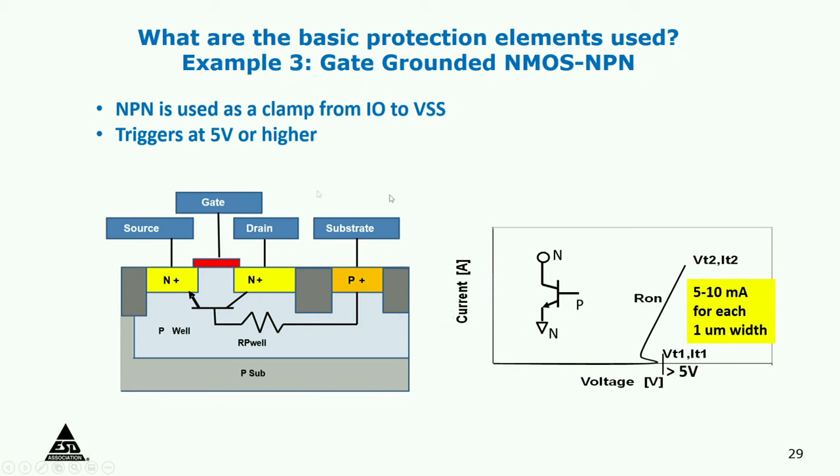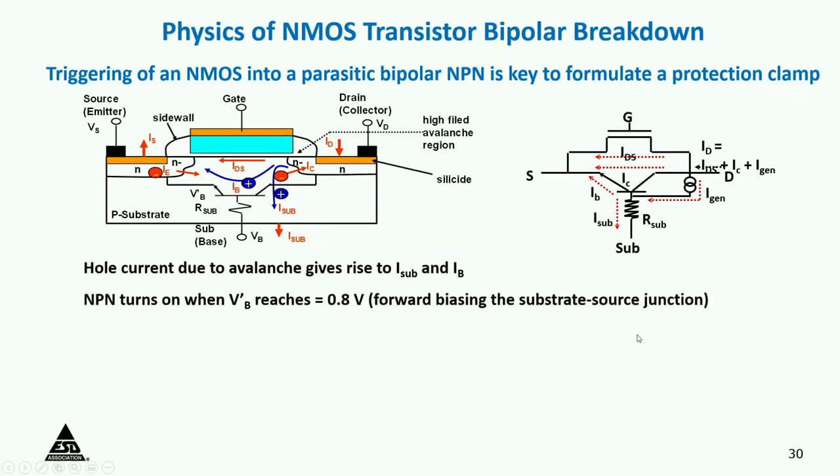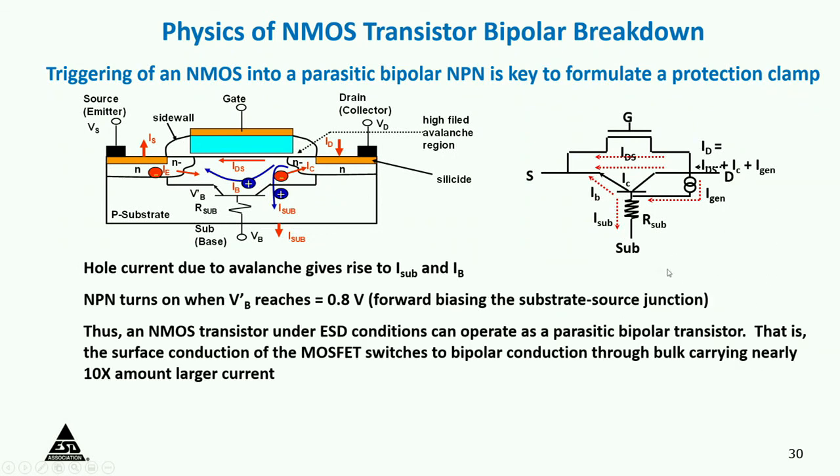So the gate grounded NMOS, which is what we just talked about, goes into the bipolar mode, and it can handle 5 to 10 milliamps per micron. So for any kind of process technology, people would be characterizing all these different devices to say how much current they can handle, and based on that, you build your protection circuits. These MOS devices that go into the bipolar mode can also be represented by equations. You can build a circuit model for it, and you can do simulations as I show here.